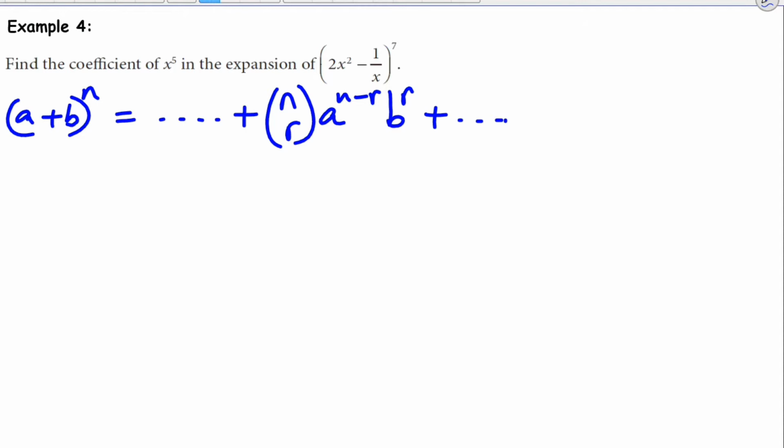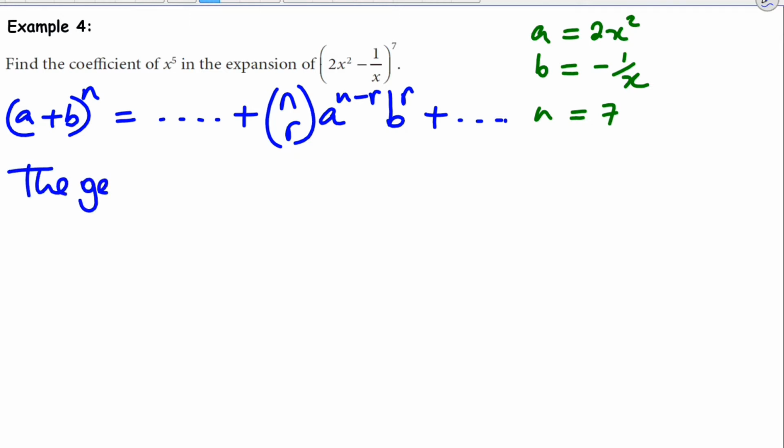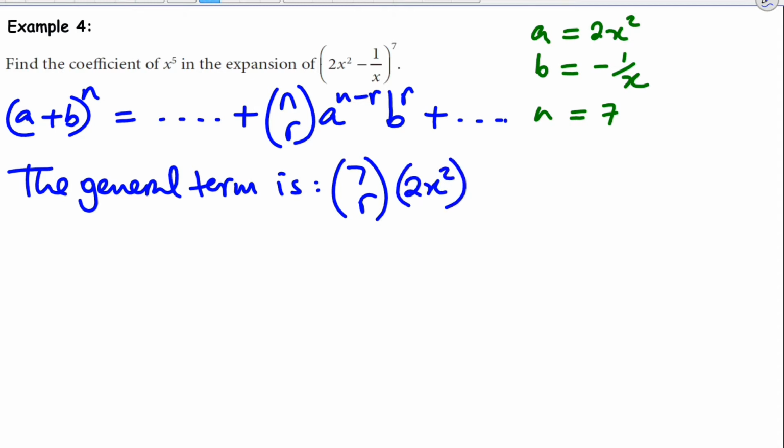Now, we need to identify what a, b, and n are. From the question, a is equal to 2x squared, b is equal to negative 1 over x, and n is equal to 7. So, the general term can be written as 7 choose r, 2x squared to power 7 minus r, negative 1 over x to power r.